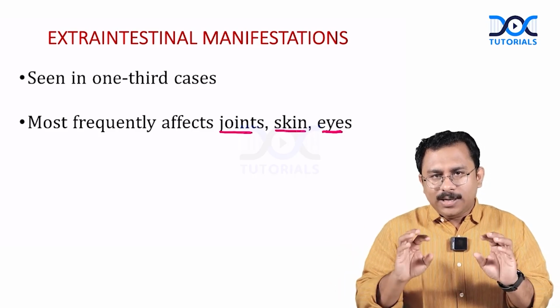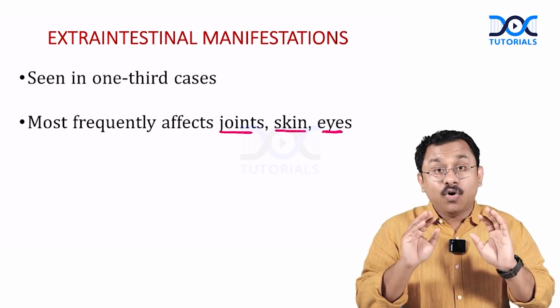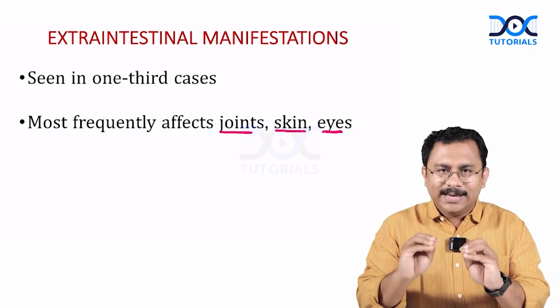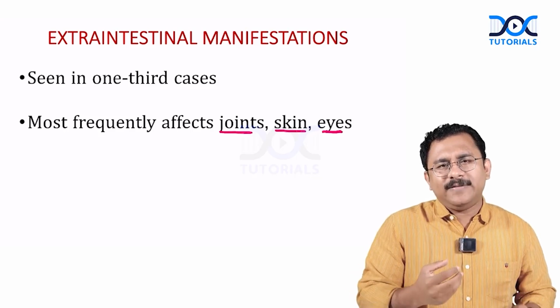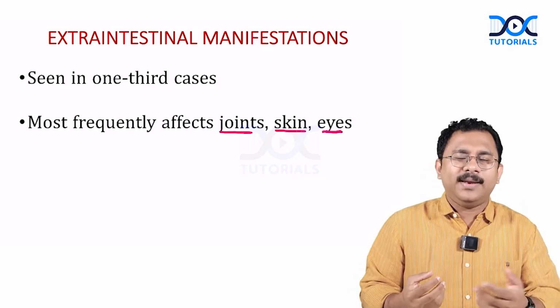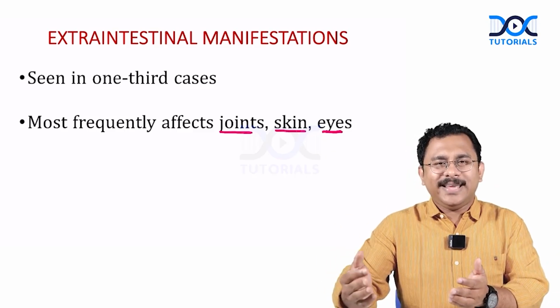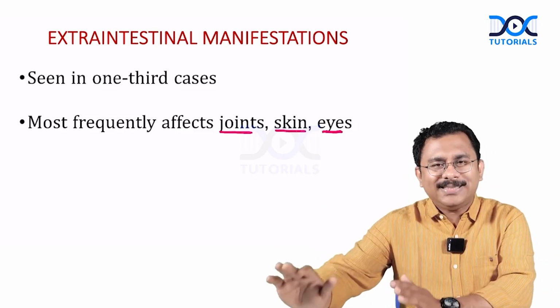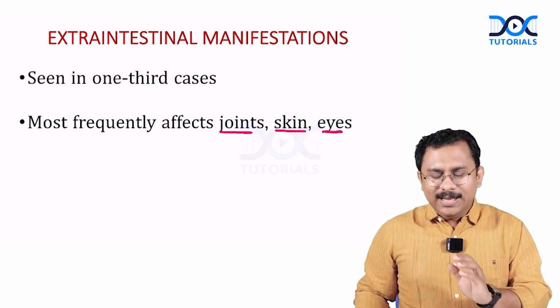Now, if you look, most of the extraintestinal manifestations can be present in both Crohn's disease and ulcerative colitis, but certain extraintestinal manifestations are slightly more common in Crohn's disease, and certain extraintestinal manifestations are more common in ulcerative colitis than Crohn's disease. Okay. Now, let's see them one by one.